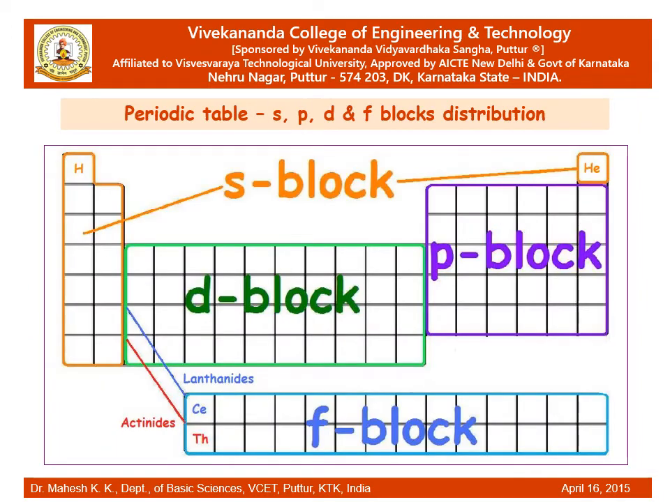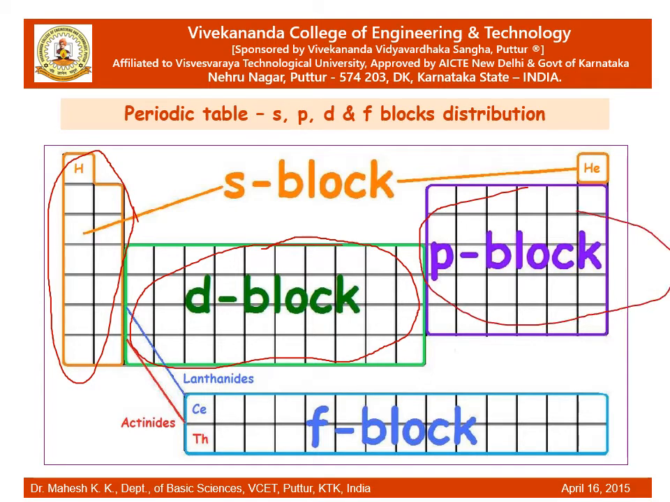In this periodic table, elements are classified based on the outermost filled orbital. As you can see, the s block elements are present here. Here the outermost electrons are in the d orbital, the d block, and then there are the p block and the f block, which are the lanthanides and actinides.